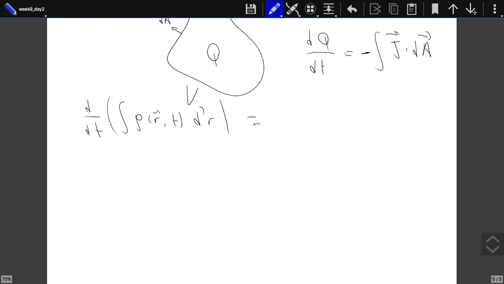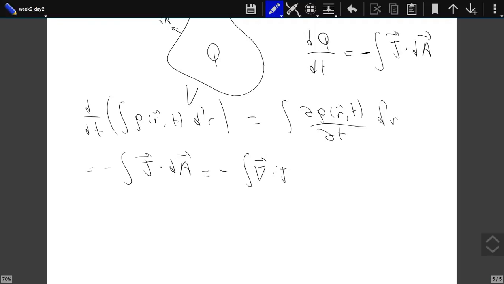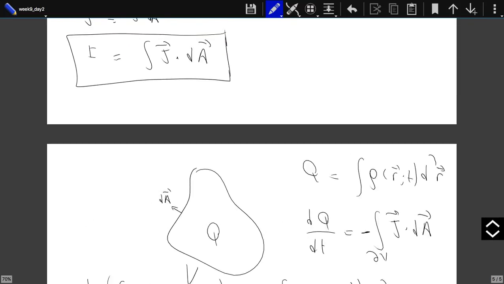If I move the time derivative inside, it now becomes a partial time derivative, because the integral doesn't depend on position, so the only variable is time. But when I move it inside, the charge density depends on both position and time. And this should be equal to minus J dot dA, which is nothing but minus the divergence of J times d cubed r over the same volume. This is the boundary of my volume, and this is over the volume.